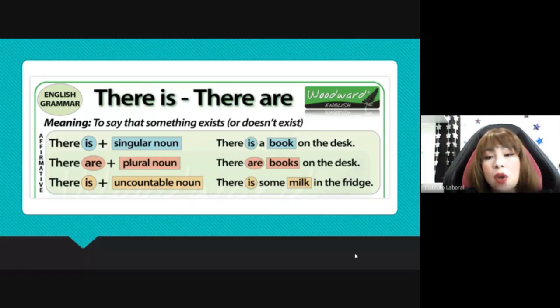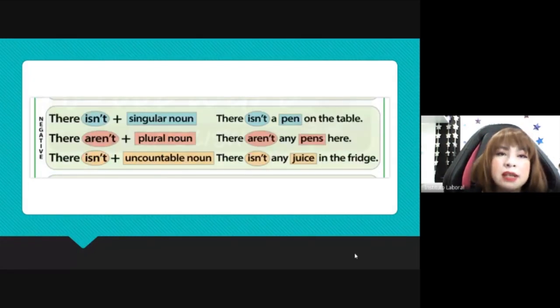There is some milk in the fridge. Milk is an uncountable noun. It's a liquid, you can't count a liquid. With uncountable nouns, we use the singular form of the verb be, is. There is some milk in the fridge. Remember, there is, there are indicate that something exists.